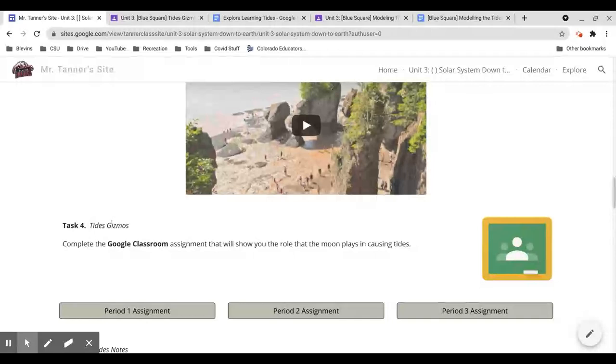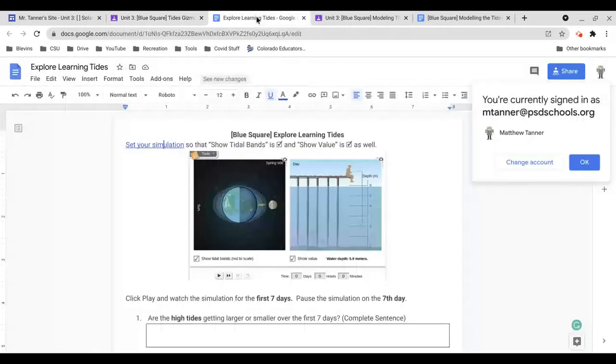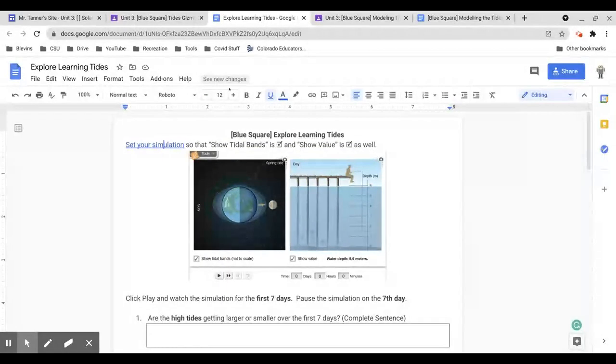Task 4 is a gizmo simulation on tides. It's a Google Classroom assignment. So let's go ahead and take a look at that. You'll find it by clicking on your class period link below. So the assignment says, use the instructions from my website in Google Doc to complete the assignment. Make sure to turn your work in when you've finished. So that document is here.